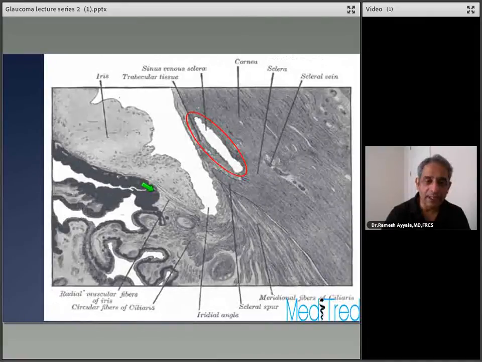Here is a close-up view of the angle itself. You can see the root of the iris coming in here, and you can see the scleral spur right here. Here is the trabecular meshwork and the Schlemm canal.